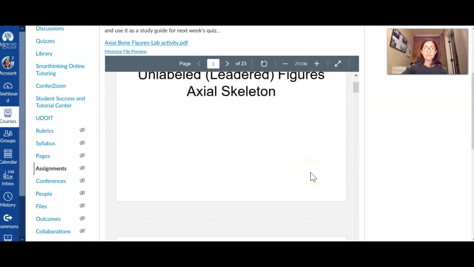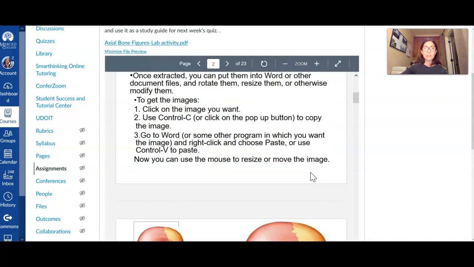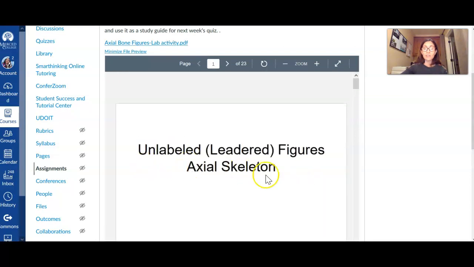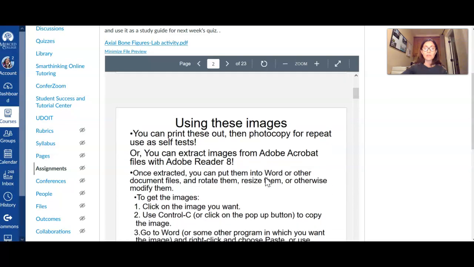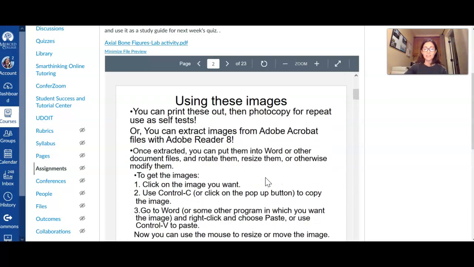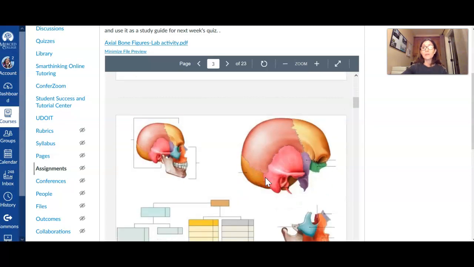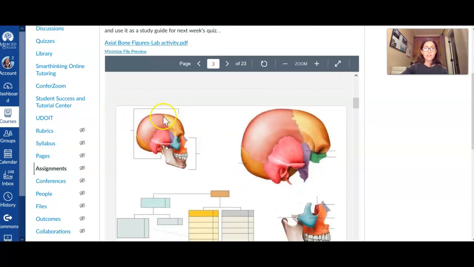Anyways, what I did was post something called the Axial Skeleton Jumpstart for you guys. It's a PDF file of unlabeled figures of the axial skeleton. Sometimes we use this in class. We've used it as an assignment. I'm not giving points for this. This is for you guys. It's 23 pages of: check this out. What's the name of this bone? That's the frontal bone. What's the name of this bone? It's the temporal bone, and so forth.